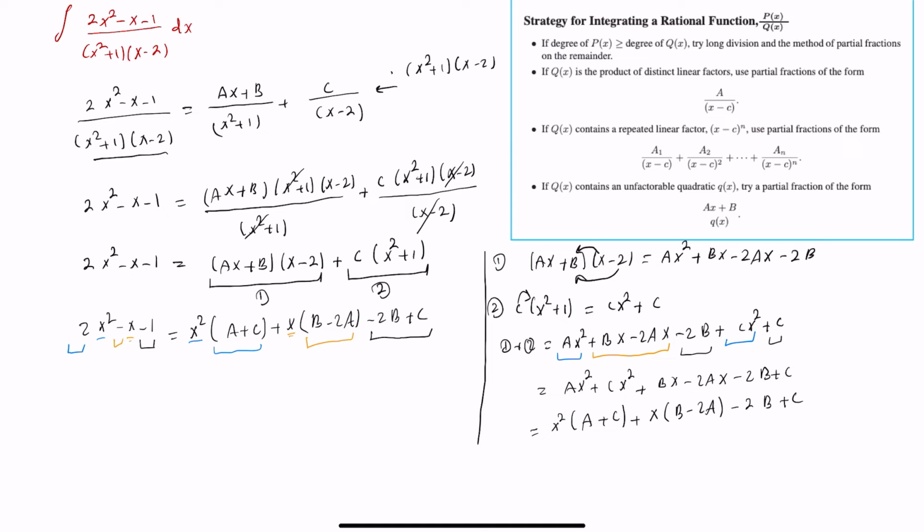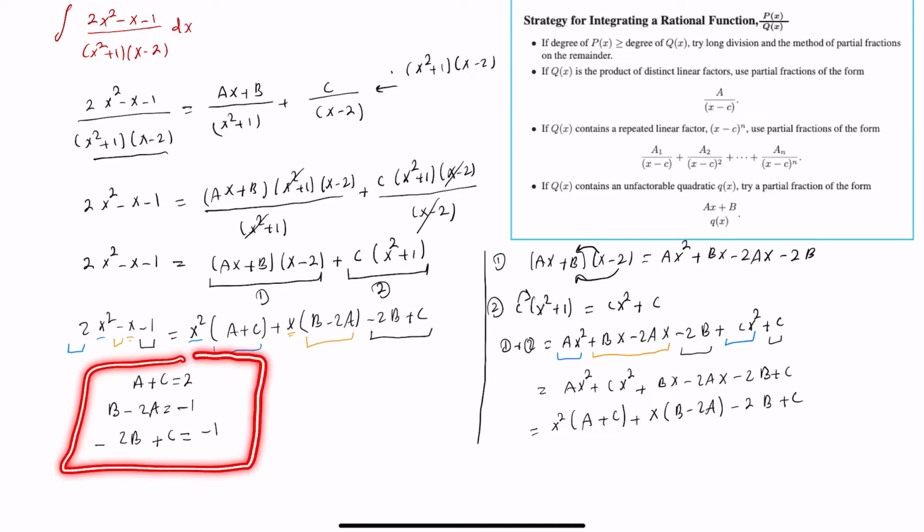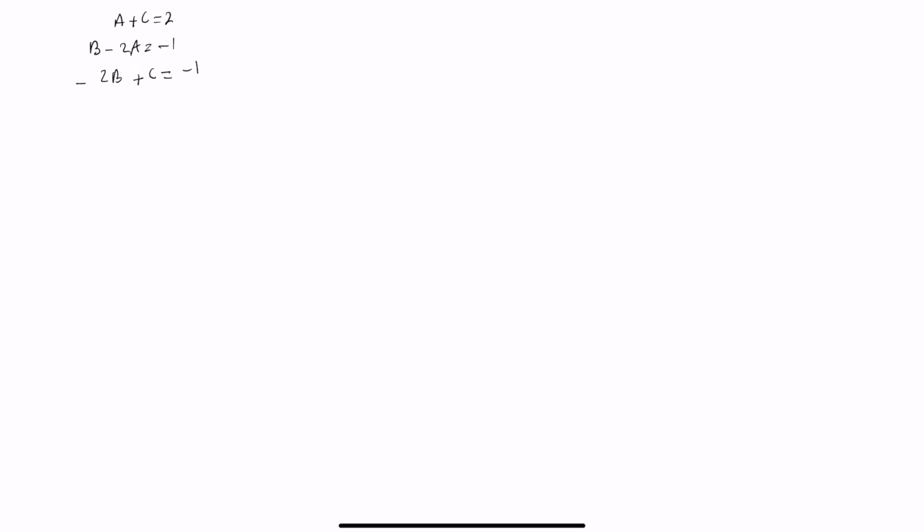So for x squared, we have a plus c equal to 2. Then for x, we have b minus 2a equal to minus 1. And then for the constant, we have minus 2b plus c equal to minus 1. Now we have this system of equations in here that will help us to solve for a, b, and c. First, I'm going to number these equations. So we have 1, 2, and 3.